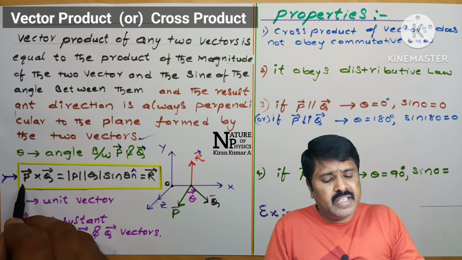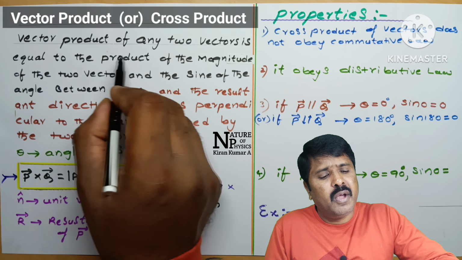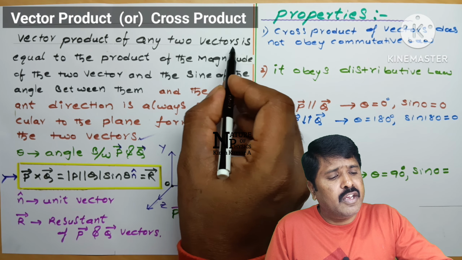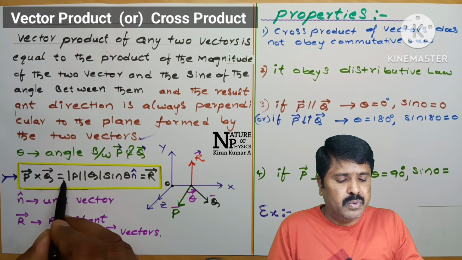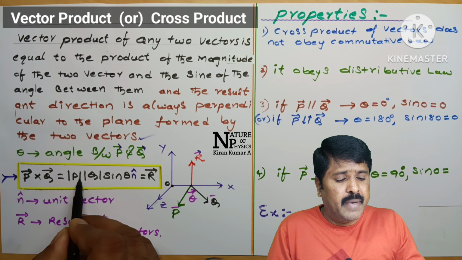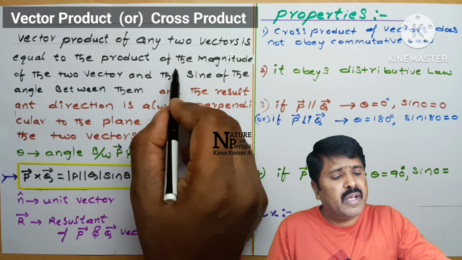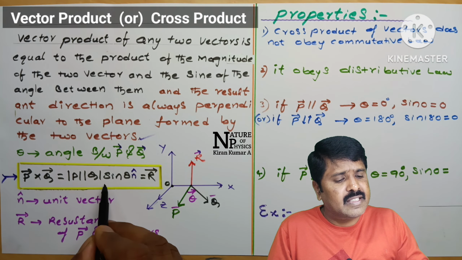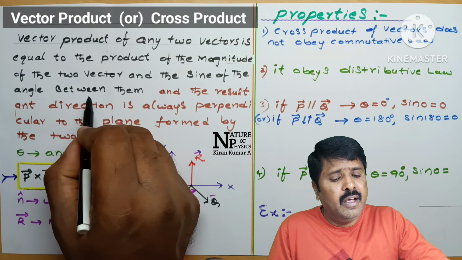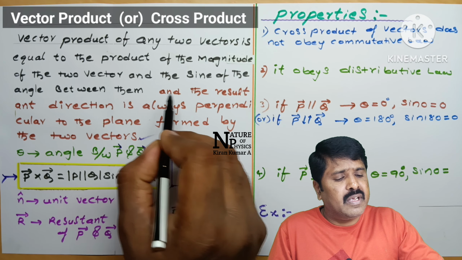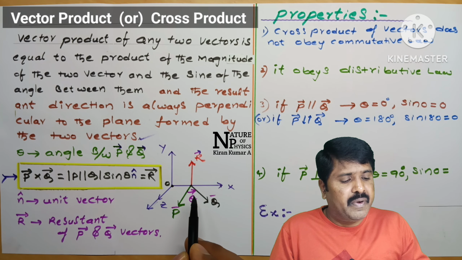See students, for this the formula is already written. P bar cross Q bar represents the vector product of any two vectors, which is equal to mod P bar and mod Q bar, that is the product of the magnitudes of the two vectors, and sine theta represents the sine of the angle between them. So theta is the angle between the P bar vector and the Q bar vector.